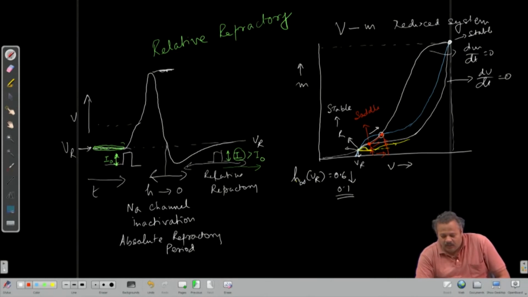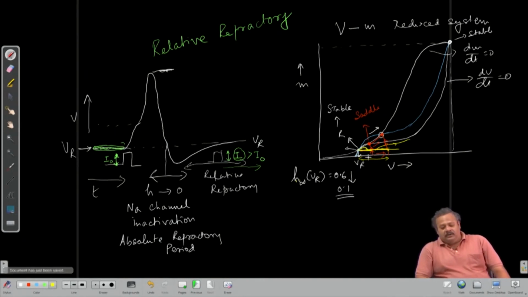Remember, when we inject a current at V rest, we are moving along this yellow line, and that is effectively starting the system at a different V value, and the V value required is much higher to cross the threshold now. So this is what is effectively happening during the relative refractory period.